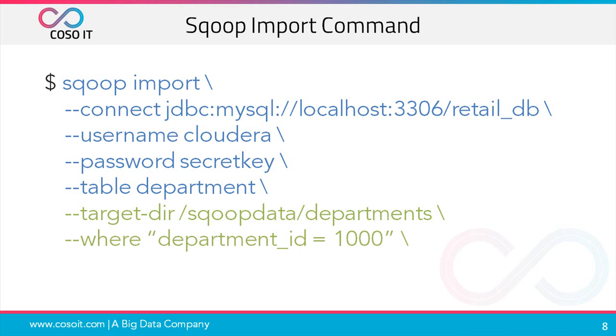Where parameter? It's used to import only a subset of data. For example, you want to import just the data of departments where department ID is equal to 1000. Then the -m parameter. It is used to specify the number of map tasks. By default, Sqoop creates 4 map tasks. But using the -m parameter, we can control the parallelism and define the number of mappers we want.